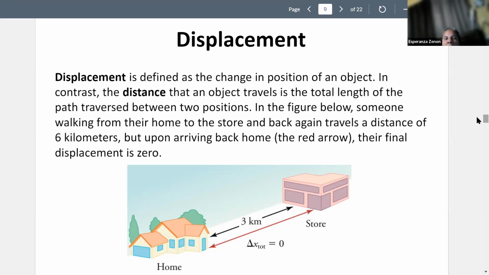Okay. So now let me ask you to chime in with any questions you might have or comments that you want to share regarding this idea of distance and displacement and how they are different.